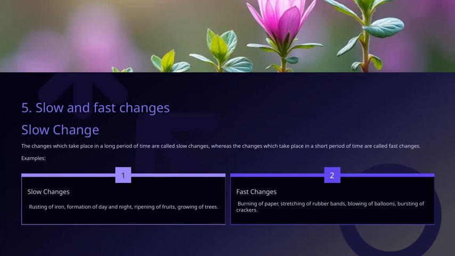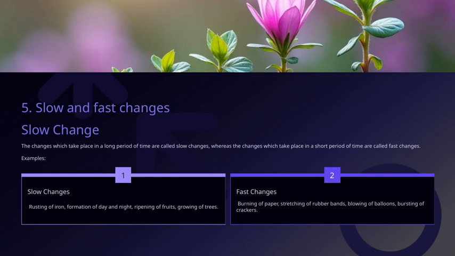Now let's talk about slow and fast changes. Slow changes are those that happen gradually over a long period of time. For example, rusting of iron, the formation of day and night, ripening of fruits, and the growth of trees. These changes take a lot of time, so we usually don't notice them happening day to day.